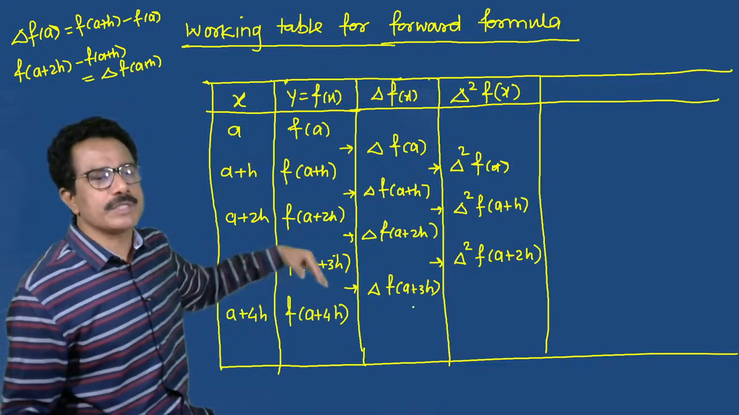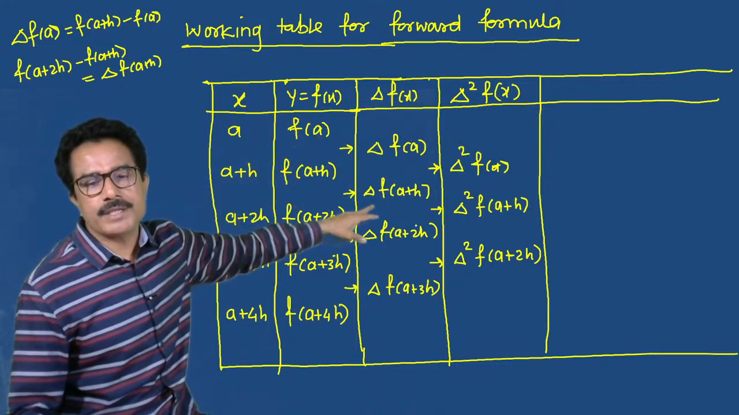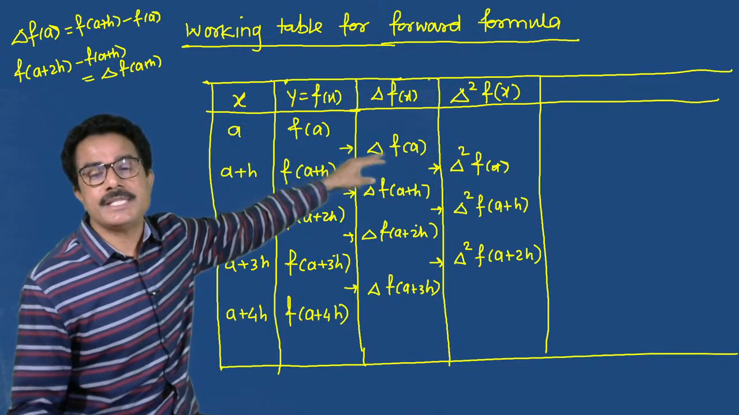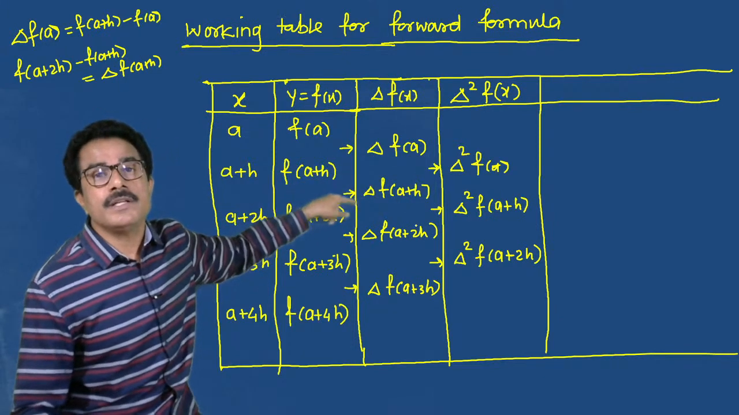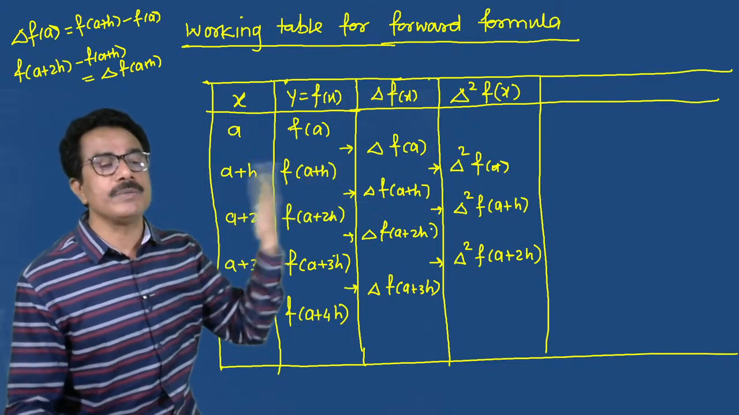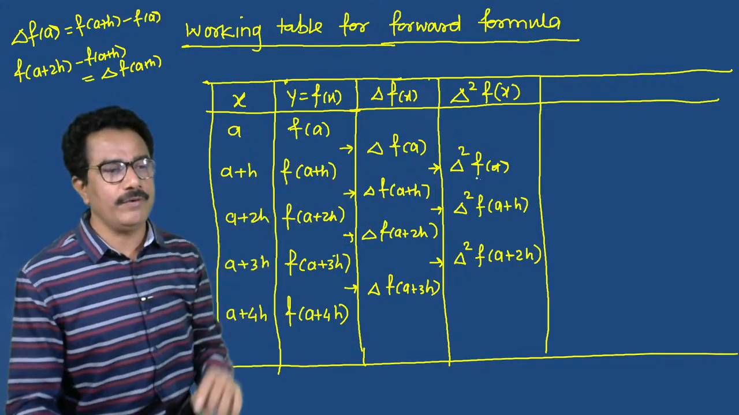The last terms keep reducing, and only the differences of the first entry remain. f of a plus h minus f of a means delta f of a, but this is the first forward difference. The difference of the first forward difference gives the second forward difference. So we get delta square f of a.